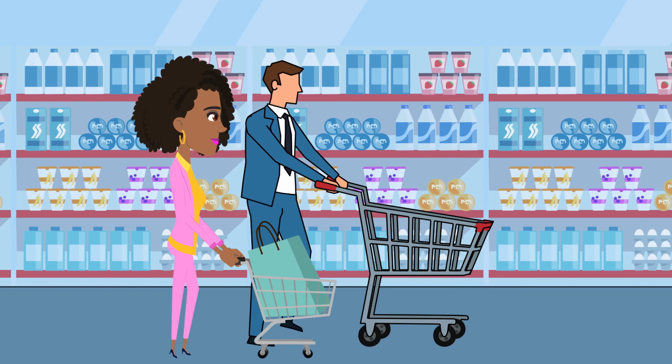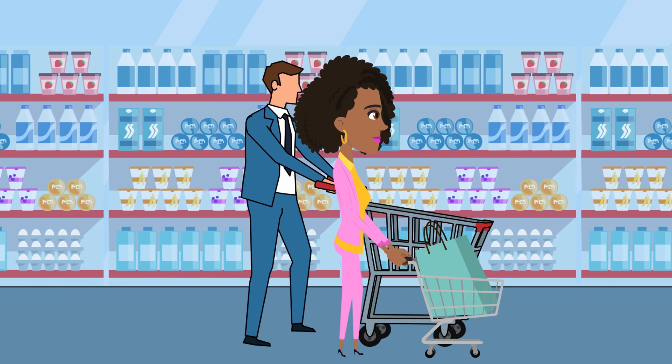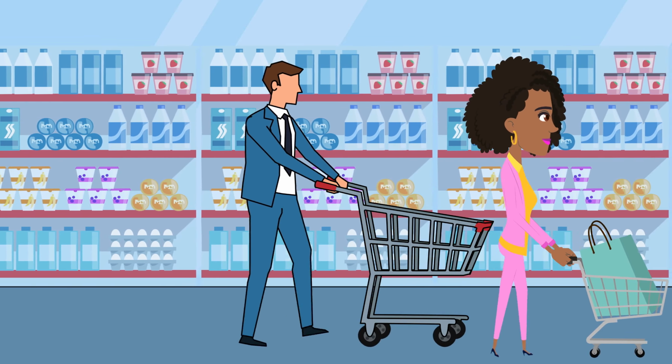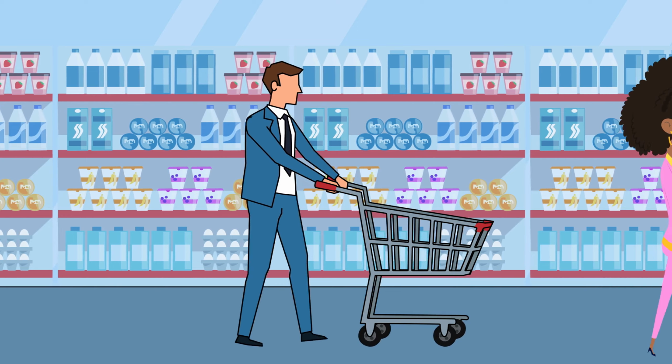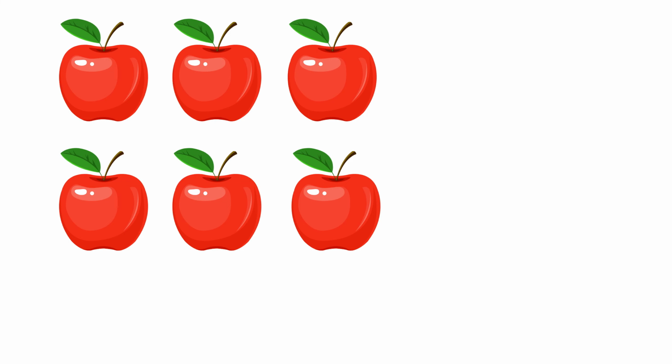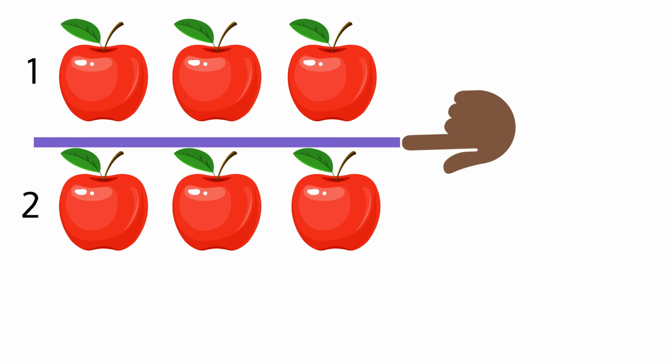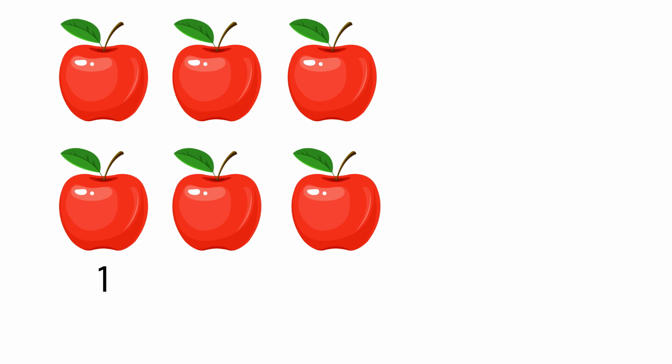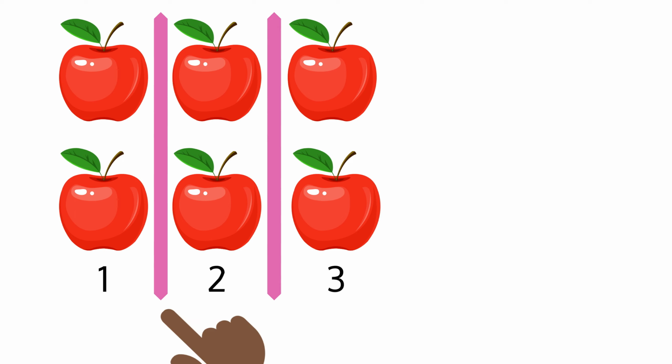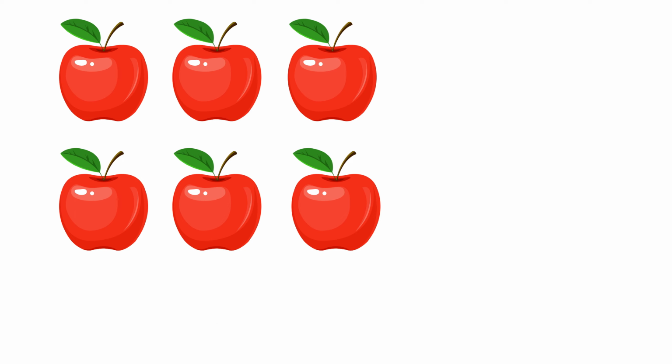Miss ABCD is at the supermarket. This is a perfect opportunity to practice repeated addition with arrays. We're going to use repeated addition to figure out how many apples Miss ABCD has just bought. Look at this array. There are 2 rows and 3 columns of apples. Let's see if we can figure out how many apples she's bought using these rows and columns.